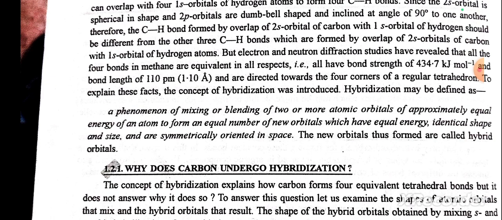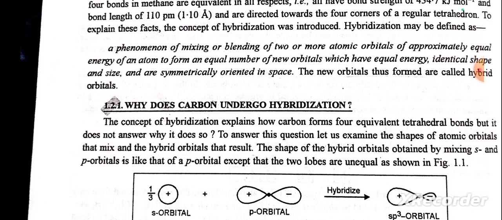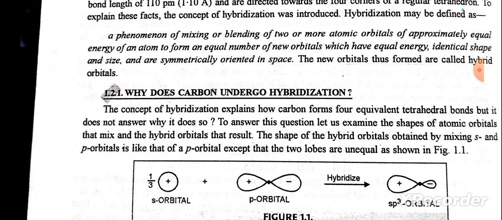To explain this fact, the concept of hybridization was introduced. Hybridization may be defined as the phenomenon of mixing two or more atomic orbitals of nearly equal energy of the same atom to form an equal number of new orbitals having equal energy and identical shape and size, which are symmetrically oriented in space. These new orbitals thus formed are called hybridized orbitals.